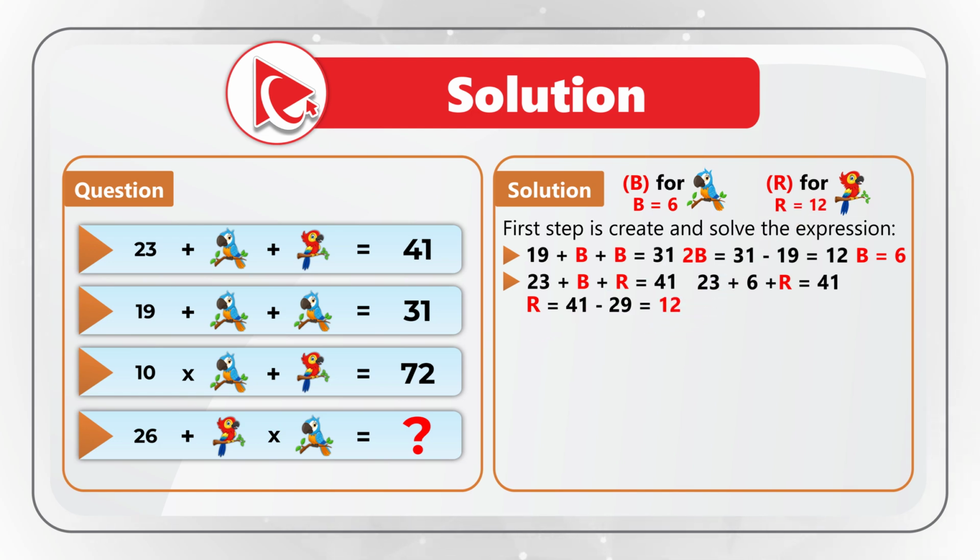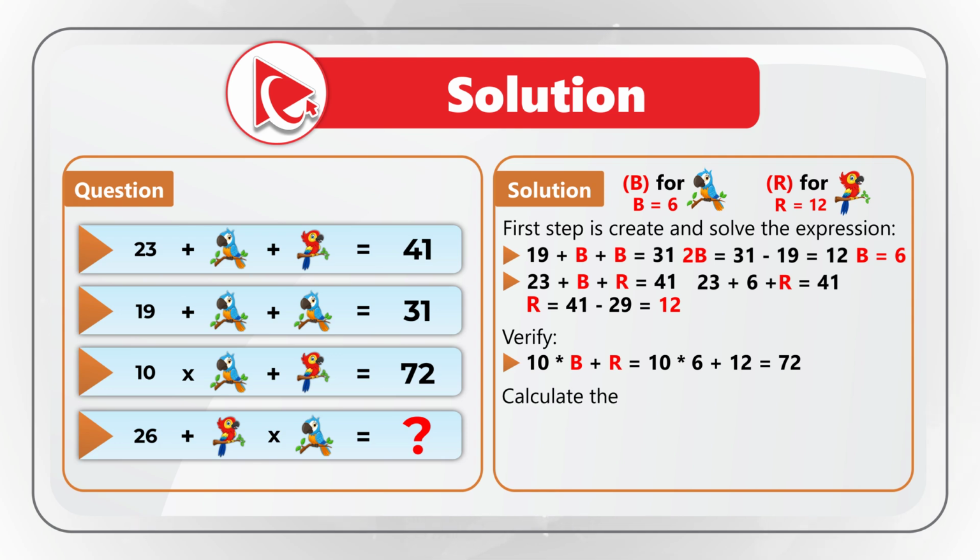Technically, we don't even need a third expression, because having the first and second expression allows us to solve both variables. But let's use the third expression to verify that our calculations are correct. 10 multiplied by (blue parrot B plus red parrot R) equals 10 multiplied by (6 plus 12). 10 multiplied by 6 equals 60, 60 plus 12 equals 72.